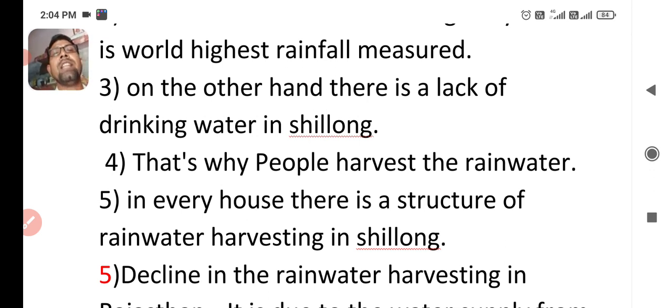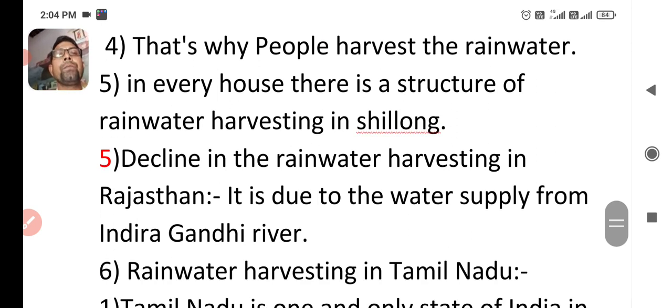So the reason is that people harvest rainwater because there is a lack of drinking water in Shillong, though there is plenty of rainfall. That's why people use this water for their everyday needs. And the next point, in every house in Shillong there is a structure of rainwater harvesting.